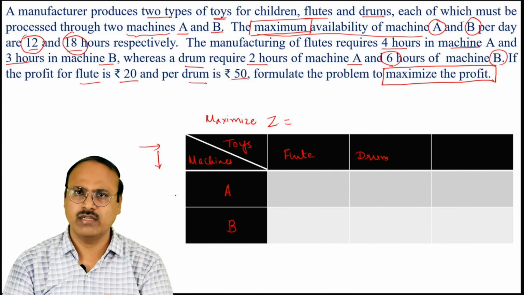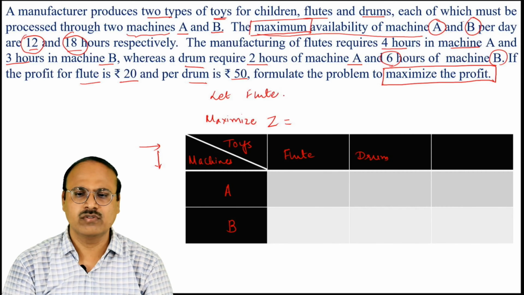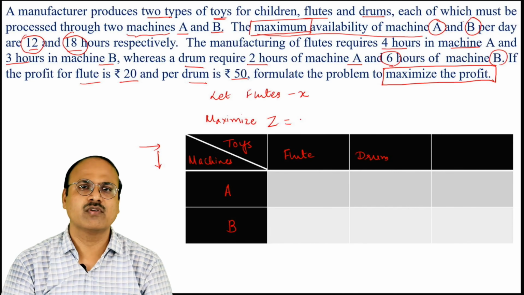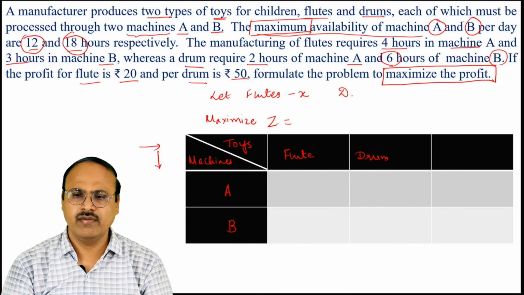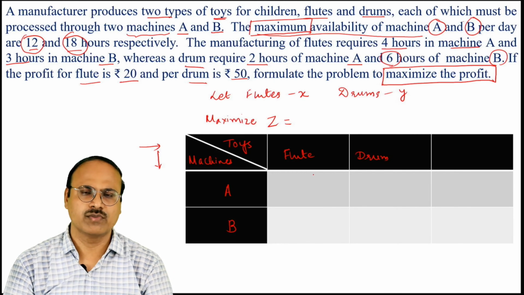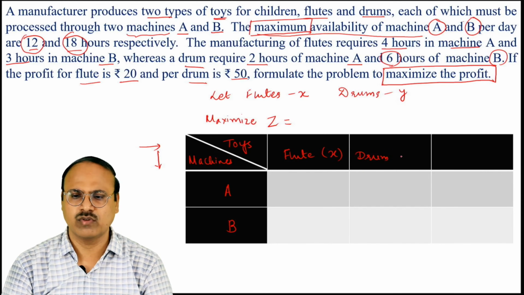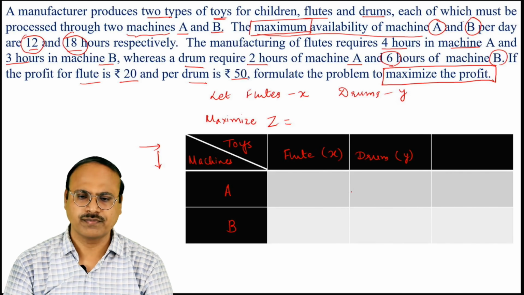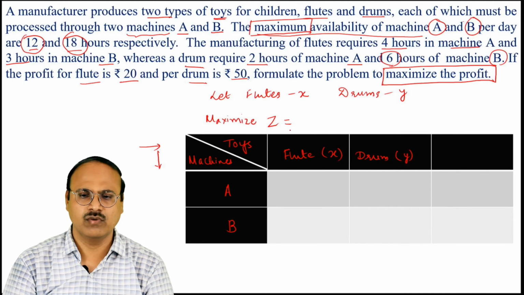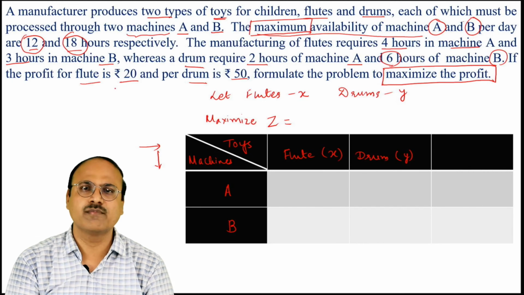We don't know, so let us assume. What do we assume? That we produce X number of flutes and we manufacture Y number of drums. Okay, so what do we do now? We go to this table and we write, suppose we want to manufacture X amount of flutes and Y number of drums. Now what is the condition which is given to us about the profit?